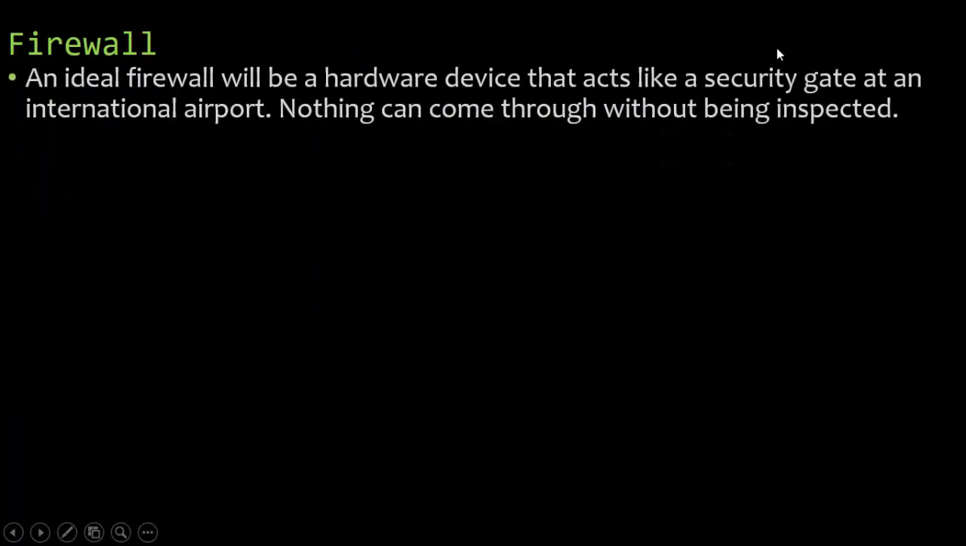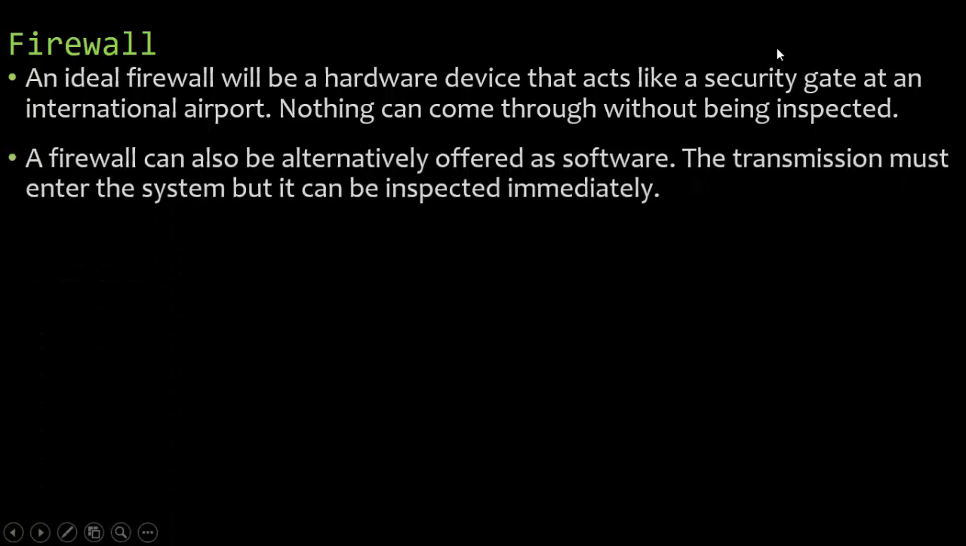So an ideal firewall will be a hardware device that acts like a security gate at an international airport. Nothing can come through without being inspected. Now, a firewall can also alternatively be offered as software. The transmission must enter the system, but it can be inspected immediately. So we're allowing the entering of data, but it's being inspected right away. So that's the difference between hardware and software. Hardware keeps it out, it can't come in until it's inspected. Software, we allow it to come in, but it gets inspected right away.